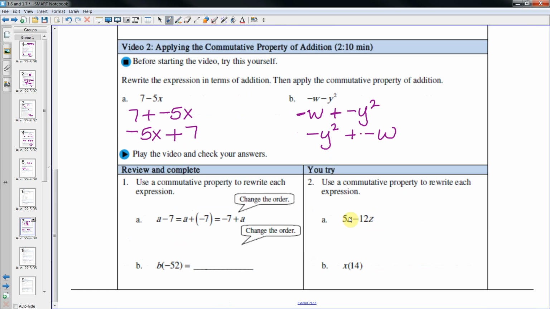Use the commutative property to rewrite. I don't always have to just change the order. You could have, if you've got 5a minus 12z, then put the minus 12z in front and put the 5a after that, so plus 5a. X times 14, that would be 14x if you switch the order. So you can see commutative property is just kind of switching the order around.